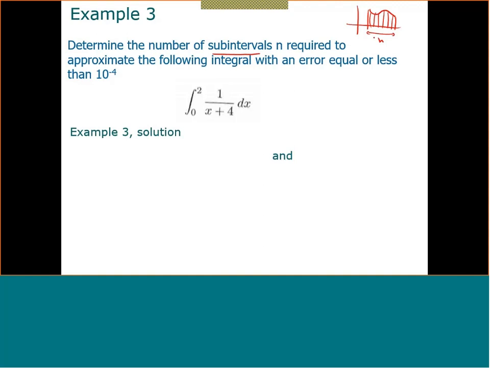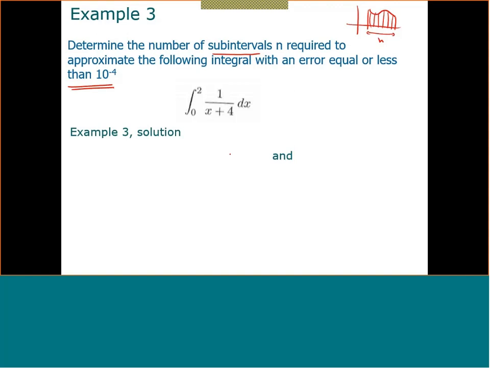Now, the selection of n will be based on the error. The goal here is to achieve a certain error. I want to get an error less than 10 to the minus 4. That is the objective, and this is the function that I am really interested in. With this, now we will try to understand.